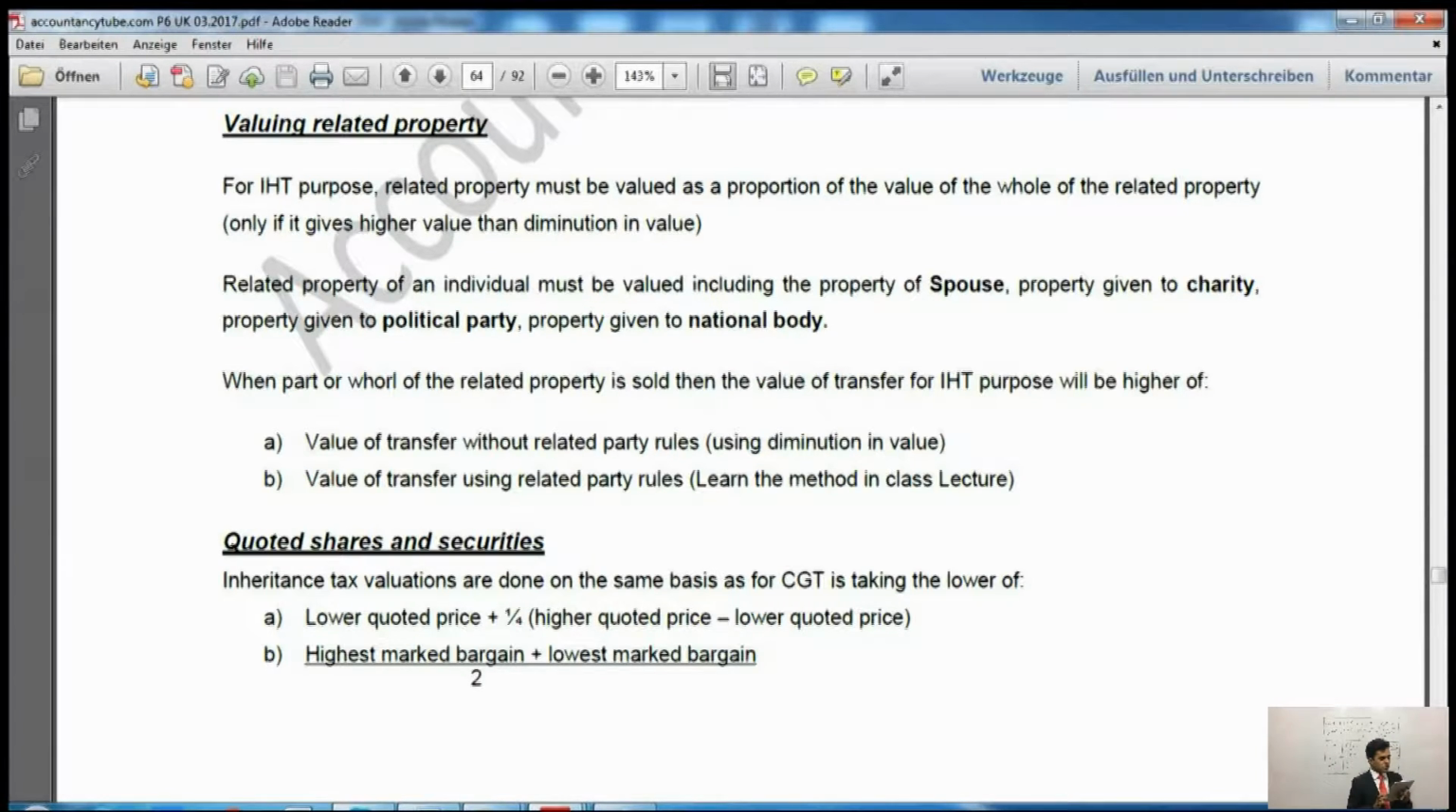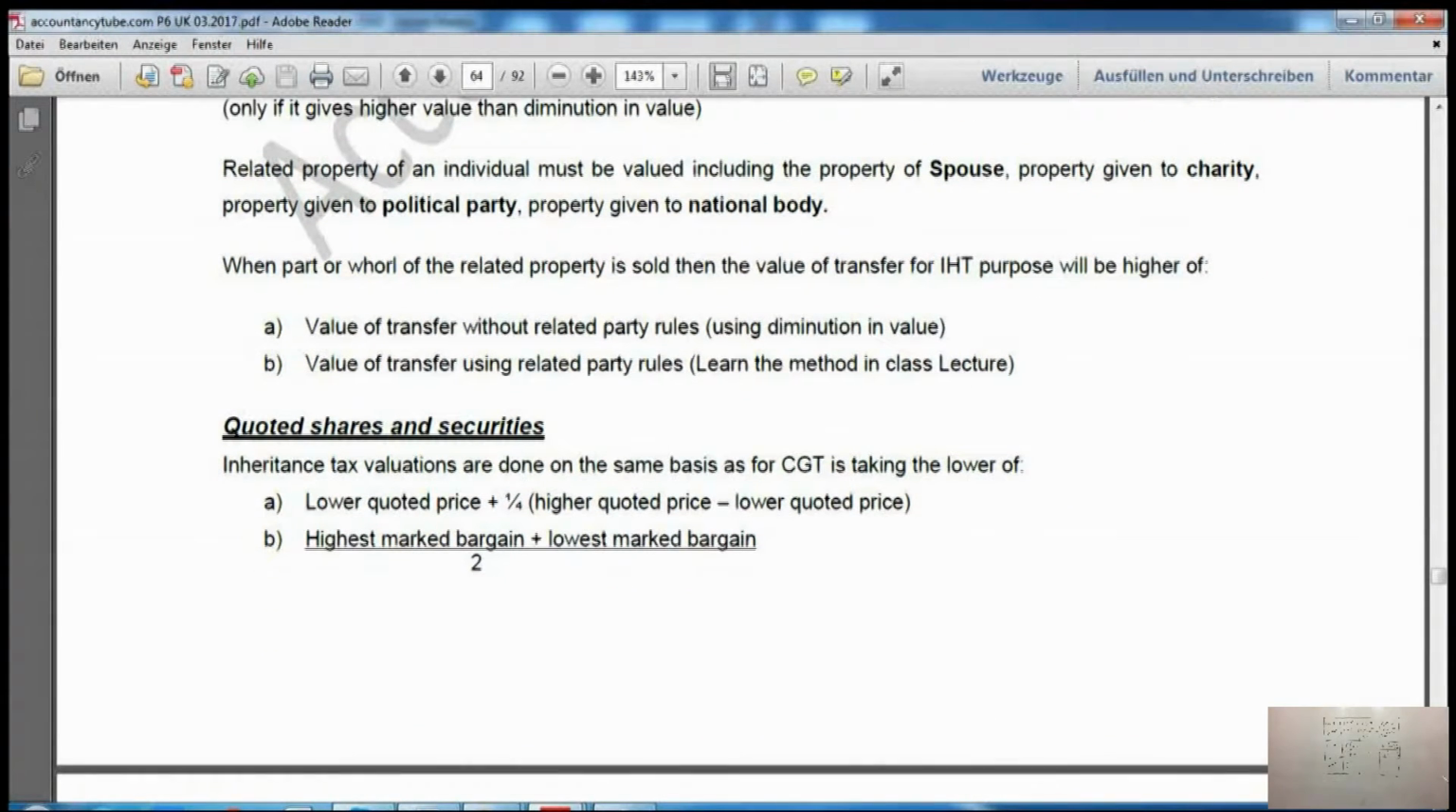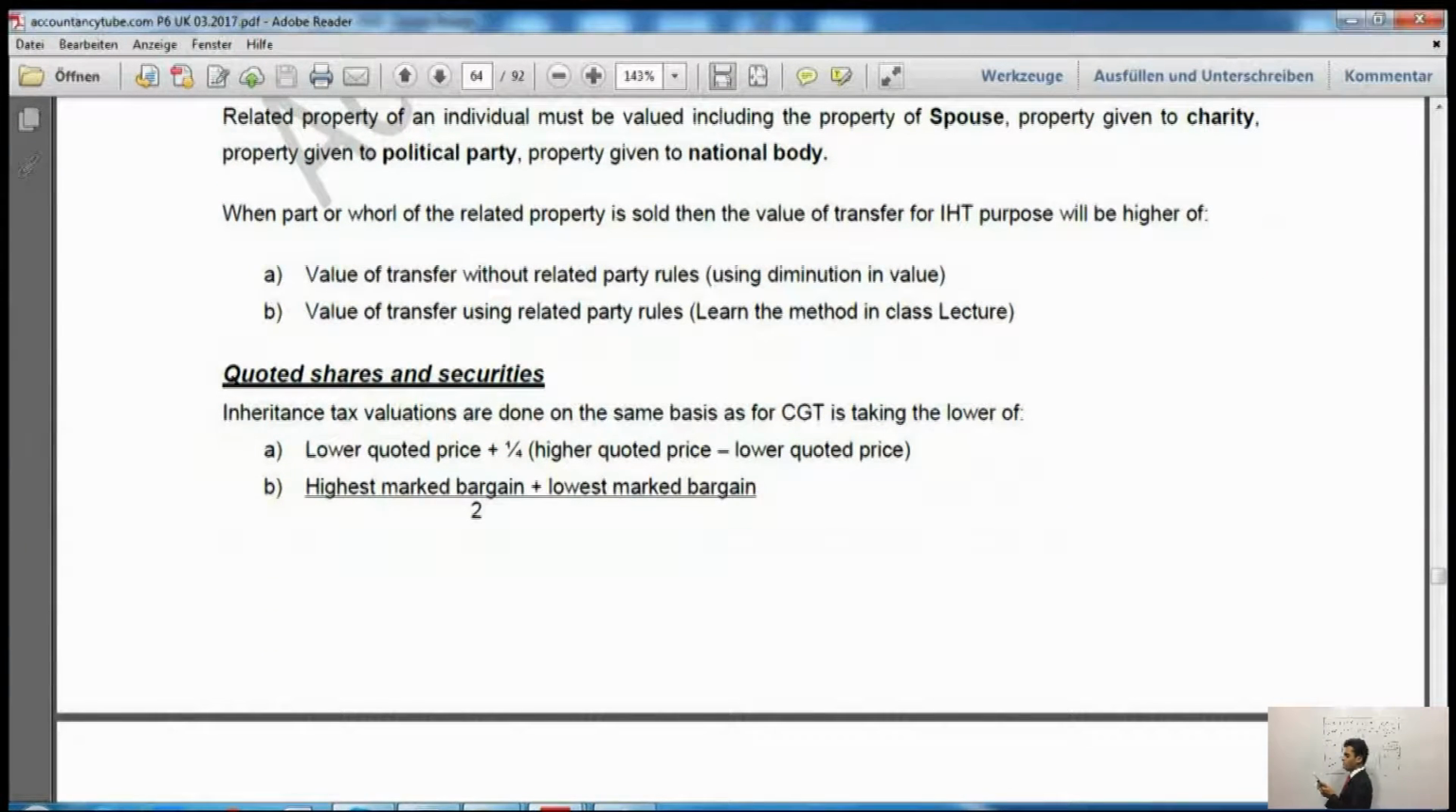And after that it says when part or whole of the related property... please make sure you rectify this mistake. There is a mistake. It says when part or whole of the related property is sold, then the value of transfer for inheritance tax purposes will be the higher of the value of transfer without related property using the diminution in value method, and the second one is the value of transfer using related property rules. Learn the method in class lecture, as it says.